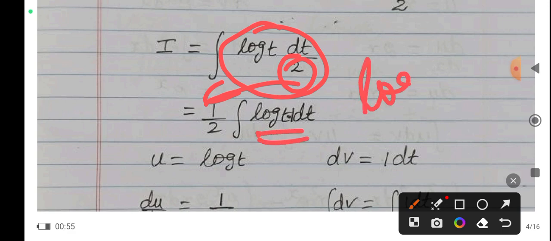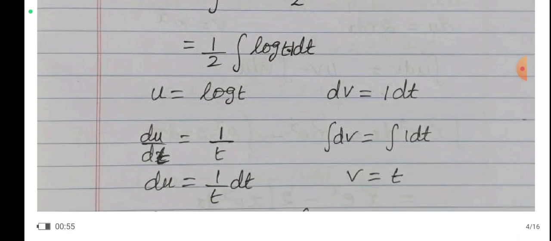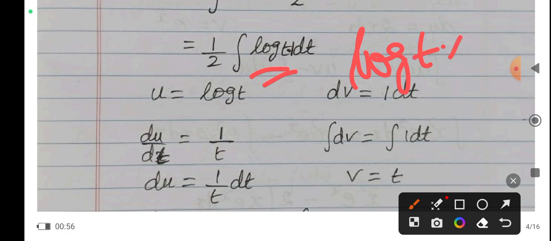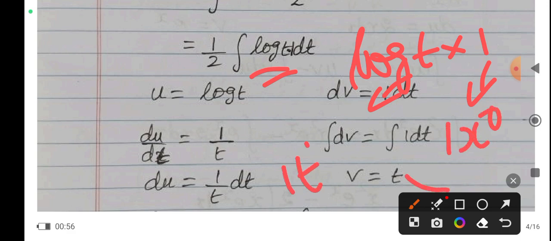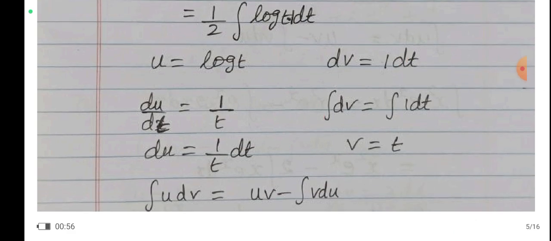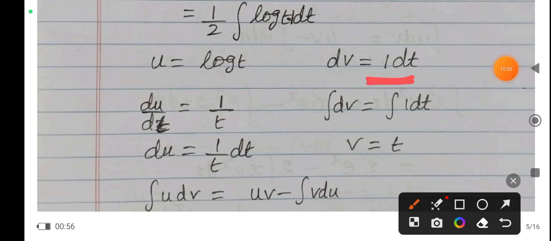So the log t alone, how will we integrate? Log t into 1, or log x into 1, like that you have to consider. Sir, is 1 algebraic? Yes. Log x we consider as only one function; we are splitting log x into 1, log t into 1. Since log t into 1, log we consider as a logarithmic function, and 1 we consider as an algebraic function. 1 can be written as x power 0 or t power 0, so in that way it is algebraic. So u is log t and dv is 1 dt. You are differentiating u with respect to t: du by dt, log t differentiation is 1 by t.